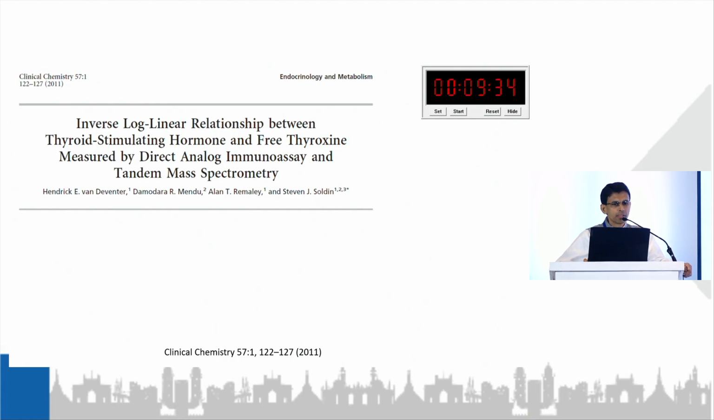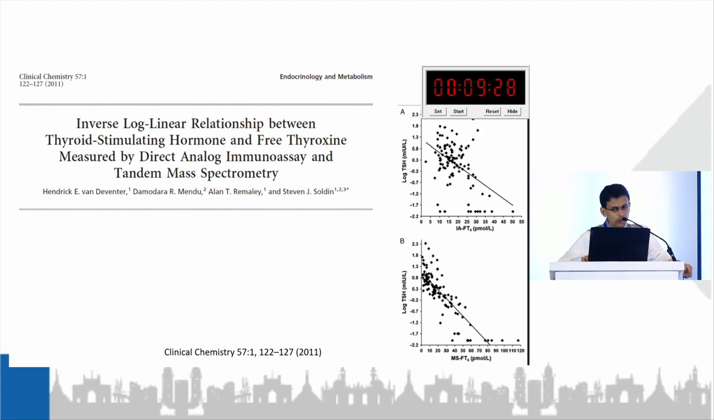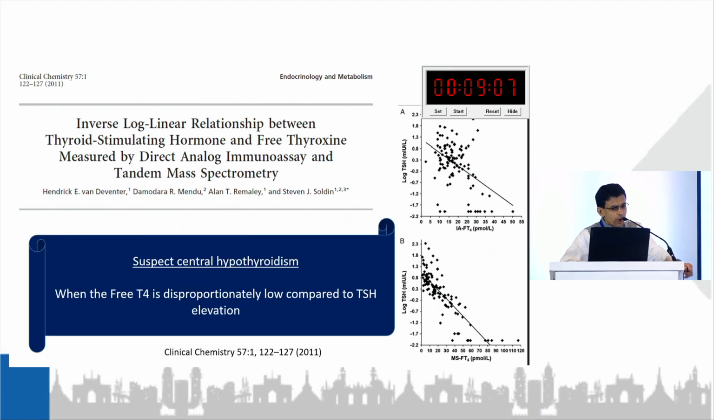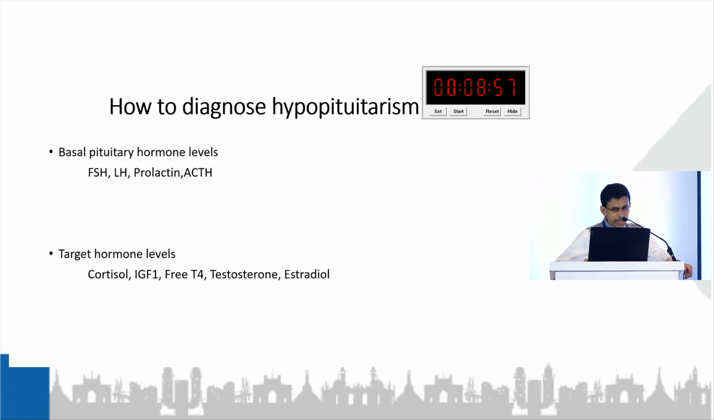But we have to remember this inverse log linear relationship between TSH and free T4 levels. This is from clinical chemistry. Both immunoassay as well as tandem mass spectrometry based assays, we can see as the FT4 is coming down, the TSH increases disproportionately or significantly. That is called the inverse log linear relationship. That is the reason whenever the FT4 is disproportionately low compared to the TSH elevation, you have to suspect pituitary cause or central hypothyroidism.